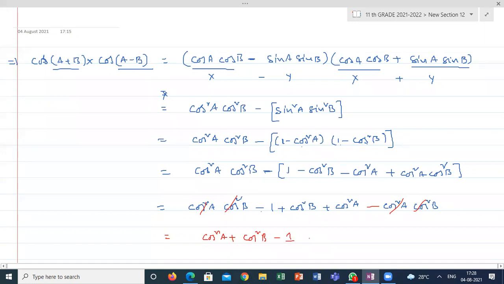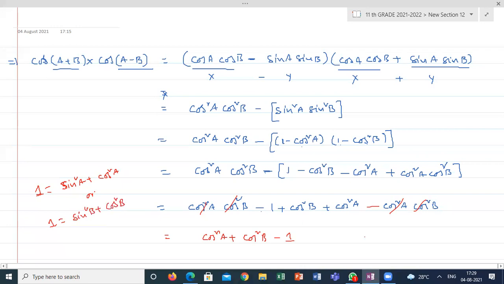Guys, how can I eliminate 1? Sir, 1 can be written as cos square A plus sin square A. Yes, please. Cos square A plus sin square A can be written. Yes, 1 you can write as sin square A plus cos square A, or 1 you can write as sin square B plus cos square B.